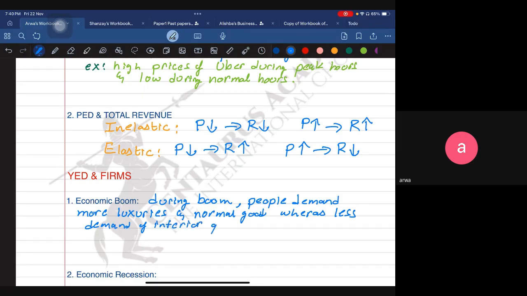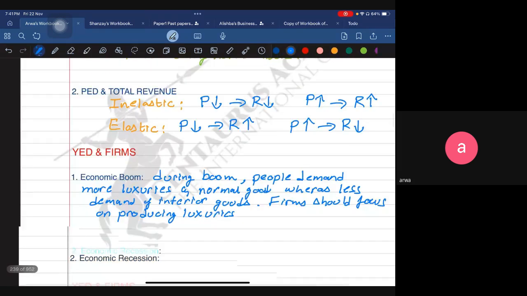So what should firms do in an economic boom? Which type of products should they focus on producing? They should produce luxury and normal goods. They should try not to produce inferior goods because people would not really buy them. It would be a waste to just increase their own costs. Yes, because there's not enough demand.